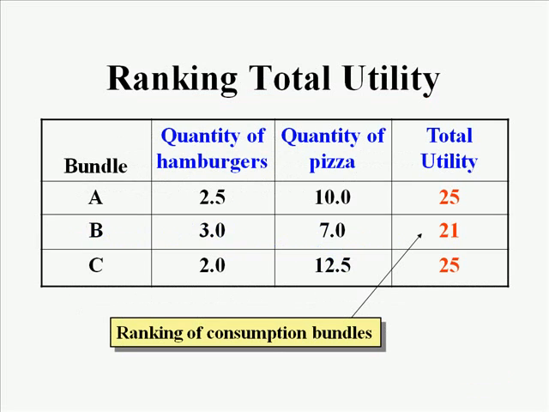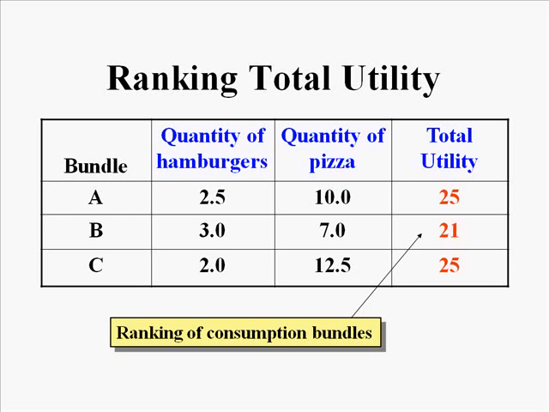Ranking total utility, so if you look to the left of the chart, you'll see we have three bundles. And the bundle, remember, is a combination of goods. So we've got bundle A, B, and C. In bundle A, we're going to have 2.5 hamburgers and 10 pizza. So we multiplied 2.5 times 10 in order to get that 25 for the total utility. Same with bundle B, we multiplied 3 by 7, and in bundle C, we multiplied 2 by 12.5.